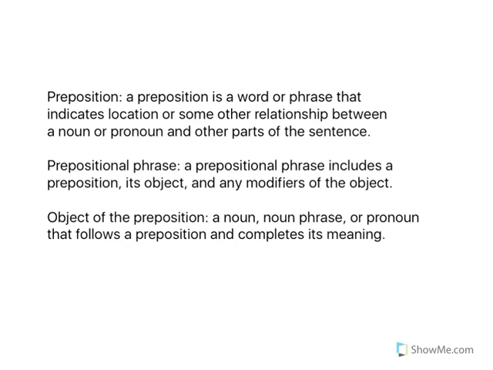A prepositional phrase is a phrase that includes a preposition, its object, and any modifiers of the object. So an example of a prepositional phrase would be, the squirrel jumped onto the tree. The prepositional phrase here would be onto the tree. It includes the preposition, which is onto, and the object of the preposition, which is tree. And here is the definition of an object of the preposition. It's a noun, noun phrase, or pronoun that follows a preposition and completes its meaning.